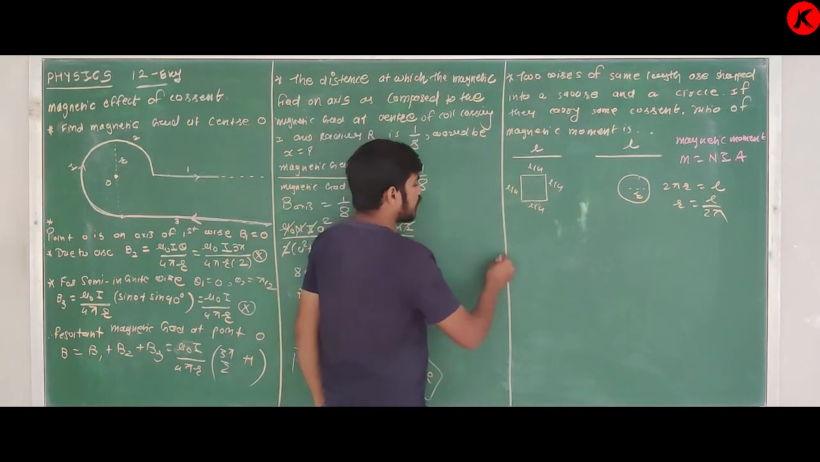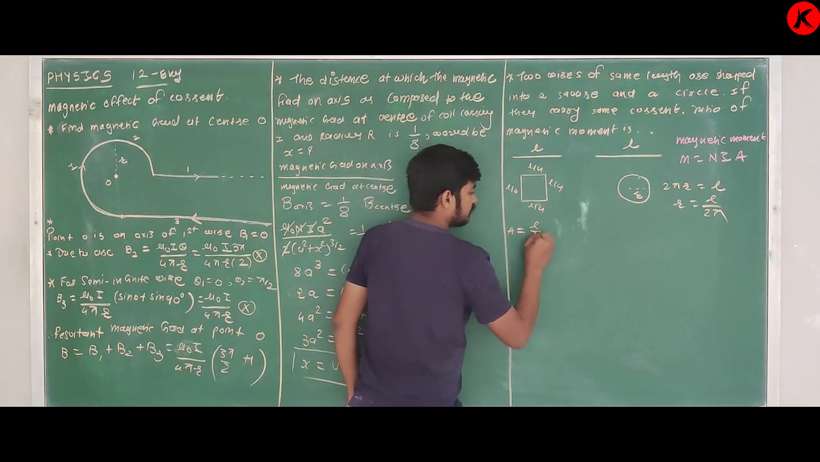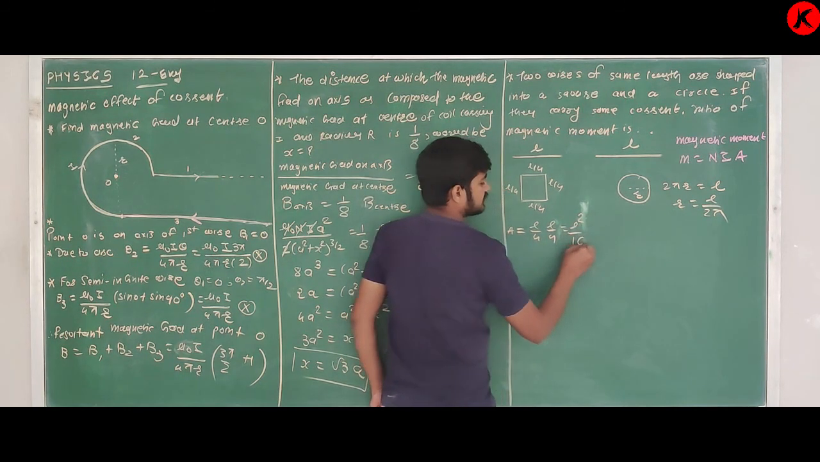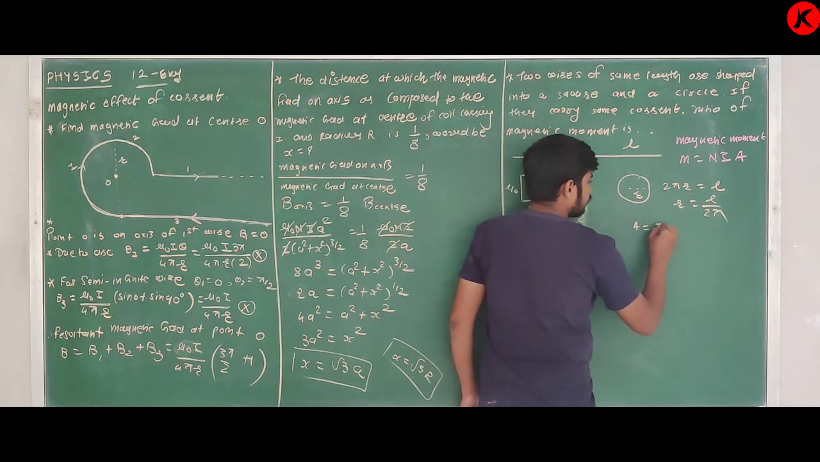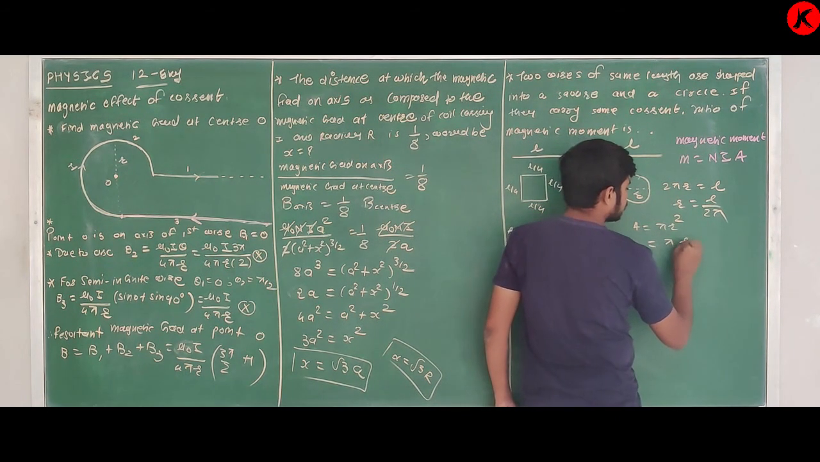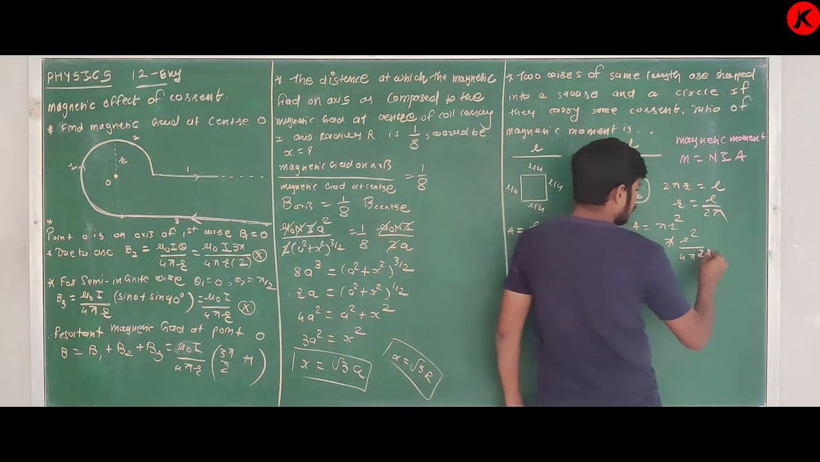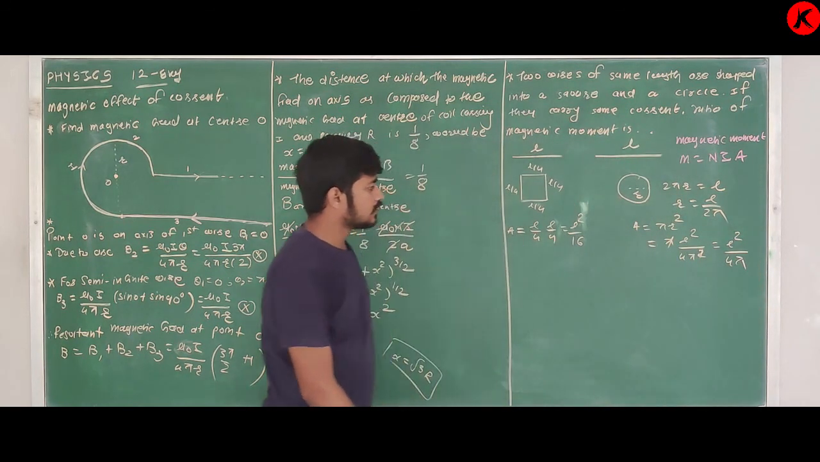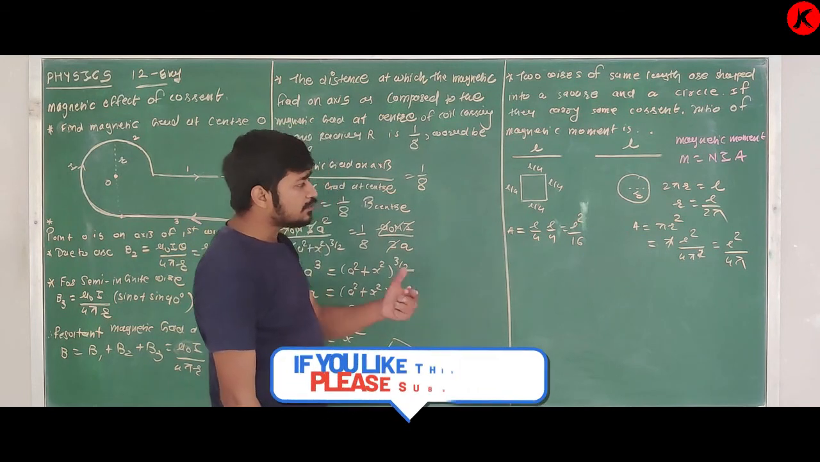What is area of square? A is equal to length into length, means it is L by 4 into L by 4, means it is L square by 16. Here what is area? So area is equal to pi r square. So it is pi, r square means L square upon 4 pi square. So 1 pi cut, 1 pi cut. So it's equal to L square upon 4 pi.